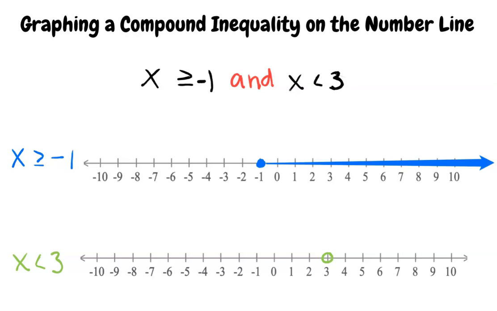What do we do next? We draw an arrow in the negative direction to represent everything less than 3. Exactly. The next step is to combine these graphs.